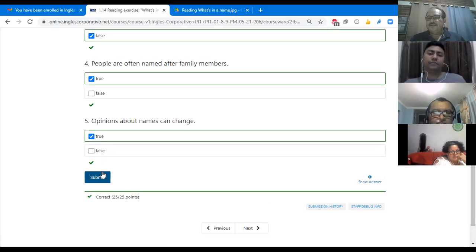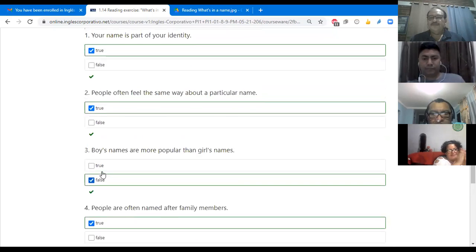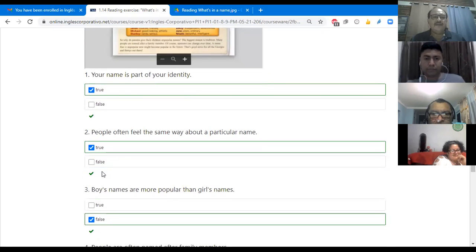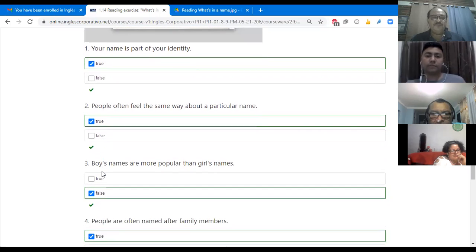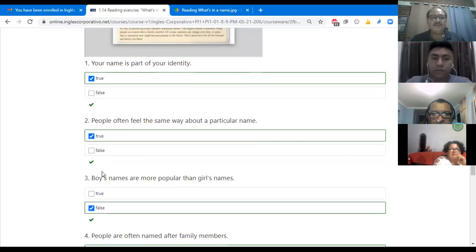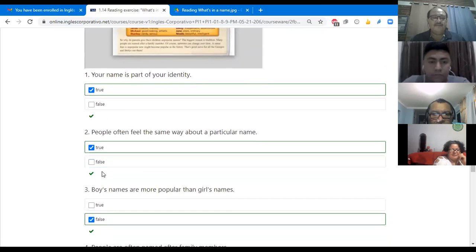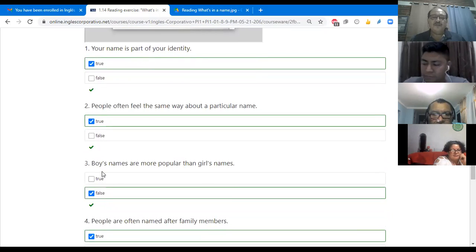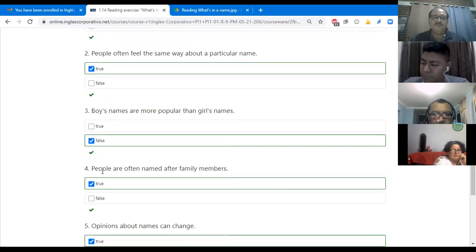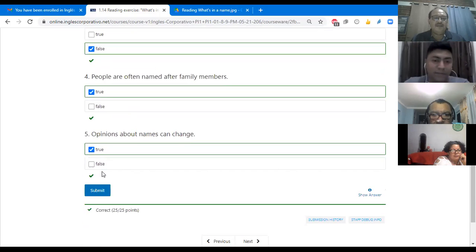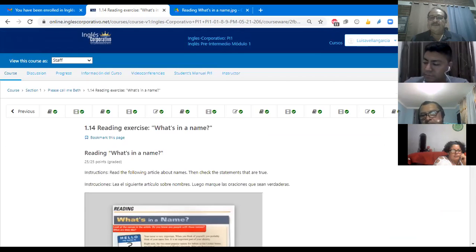Now let's see our answers. Okay, congratulations, everybody. Very good. Look, you have a 10. So we have your name is part of your identity. True. People often feel the same way about particular names. True. Boys' names are more popular than girls' names. Okay, not true. They are similar. People are often named after family members. It's true. And opinions about names can change. Okay, yes, that depends on the tendency, right? And the history. Okay, very good.